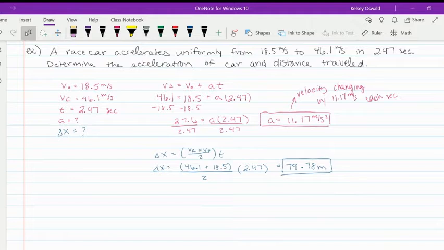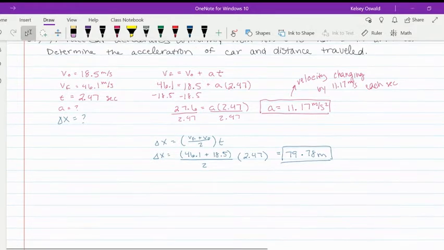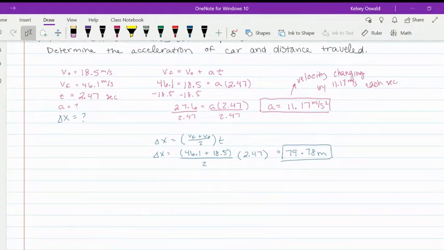We can then show this information through a graph. If we wanted to make a quantitative position versus time graph, say we start at position 0. At about 2.47 seconds, we will have traveled a distance of roughly 79.78, or 80 meters. We want to show that we are speeding up during this time frame because our velocities are increasing. So we're going to draw a position-time graph where the slopes get steeper. And here, I can show that a little bit better.